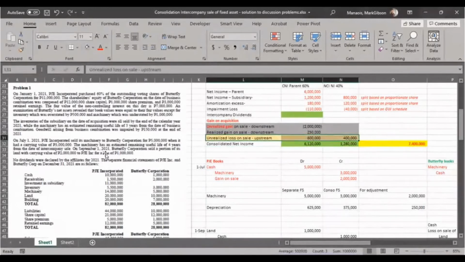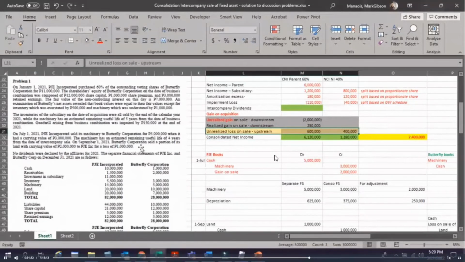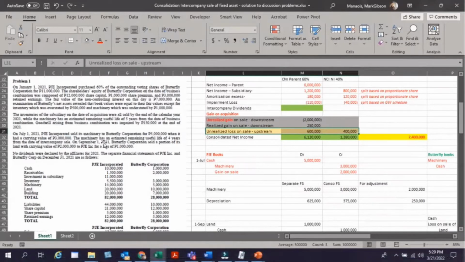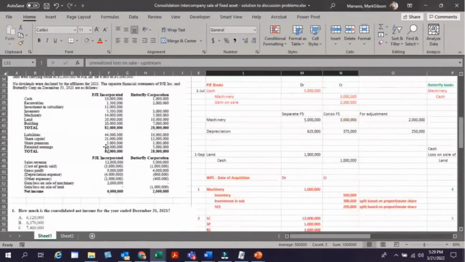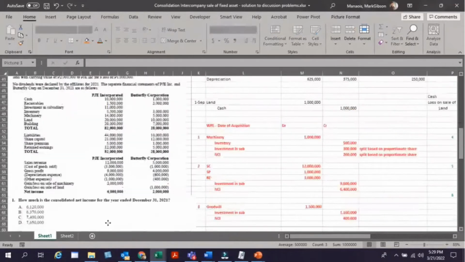Sabi kasi dyan, on September 1, 2021, Butterfly Corporation sold a portion of its land with carrying value of 2 million to PJE. Sino nagbenta? Si Butterfly. Butterfly is the subsidiary. Kanino binenta? Kay PJE, kay parents. So meron tayong upstream. Kita mo? So, ano yung binenta? Land. O class ha, pag land, there's no depreciation. No? So I'm sure alam niyo na yan.